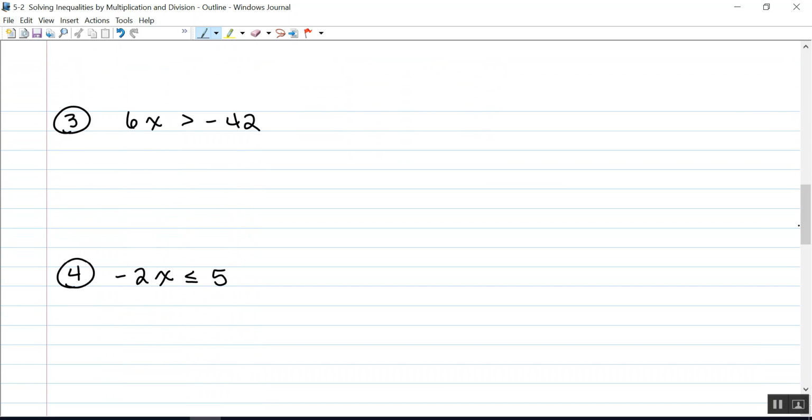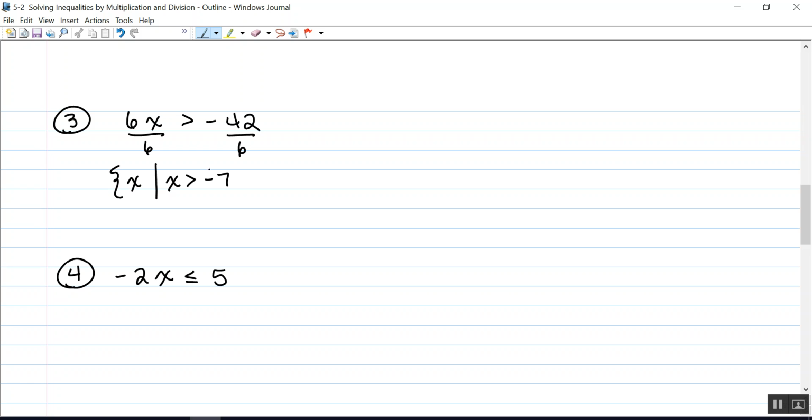Number 3 is 6x is greater than -42. To solve this, I'm going to divide both sides by 6. So x is greater than -7. Now, why didn't I flip that? There's a negative in the problem. You don't flip it just because there's a negative in the problem. You only flip it when you multiply or divide by a negative. I divided by a positive 6, so there's no flipping.